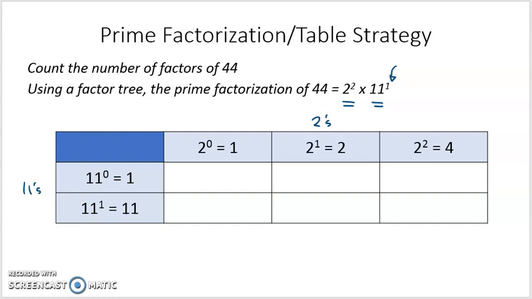Then just multiply. 1 times 1 gives me a factor of 1. 1 times 2 is a 2. 1 times 4 is a 4. You see what I'm doing? Just multiplying. 11 times 1 gives me a factor of 11. 11 times 2 gives me 22. And 11 times 4 gives me 44. Those are all the possibilities. So there, not only are there 6 factors, but the table approach actually gives you all 6.